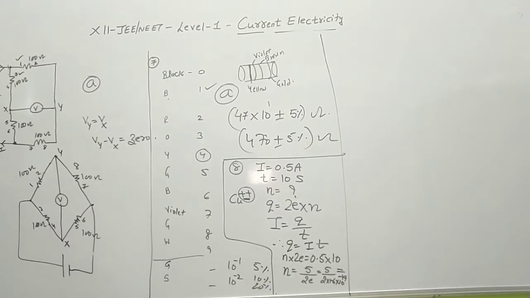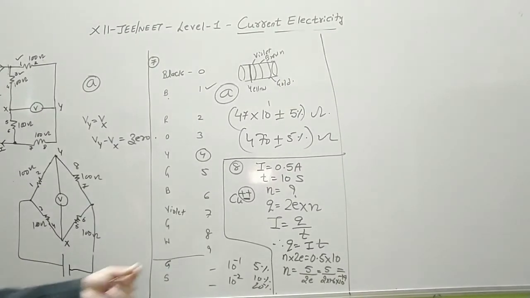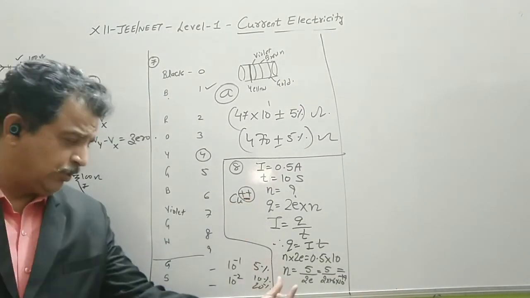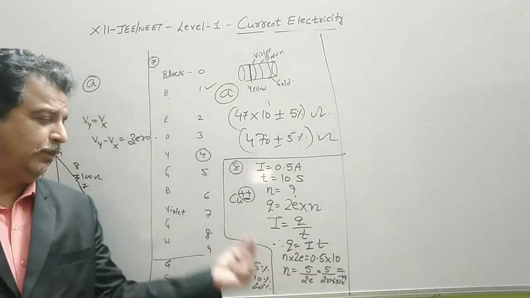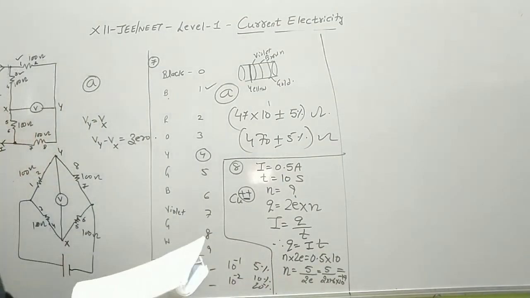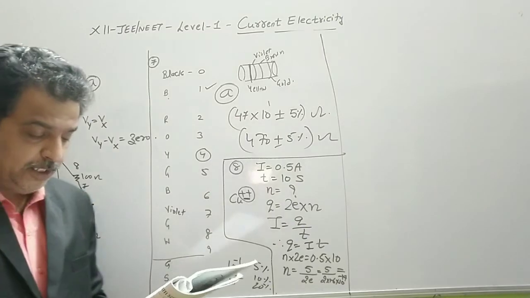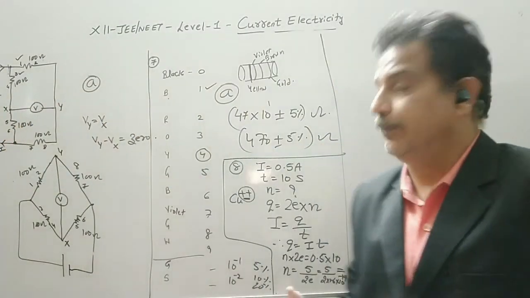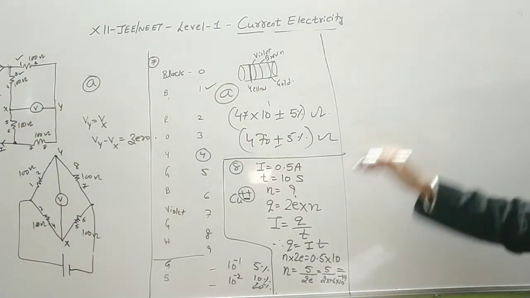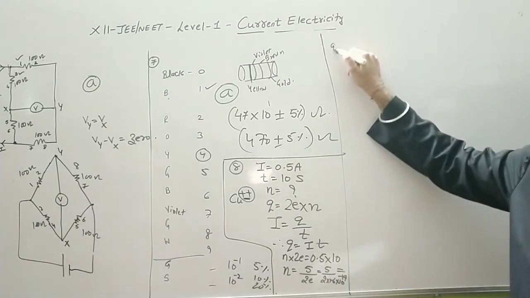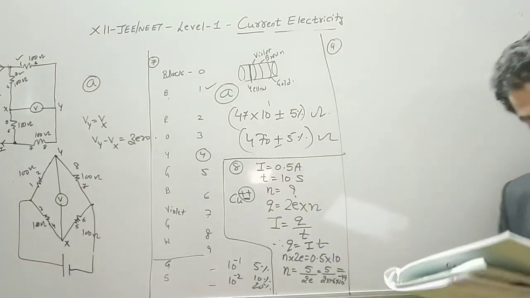So in 10 seconds, this many electrons will be removed from the copper rod, or you can say this many ions will be deposited on the copper rod. So the copper rod becomes positively charged. So substitute these values and find out the answer.